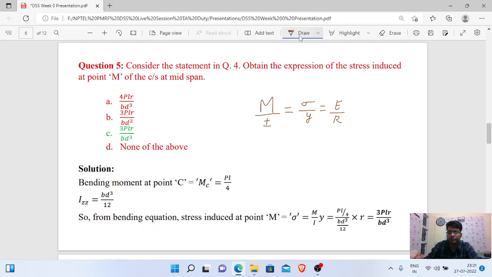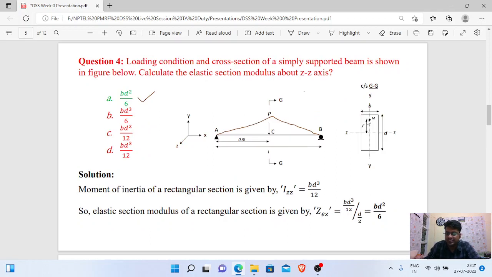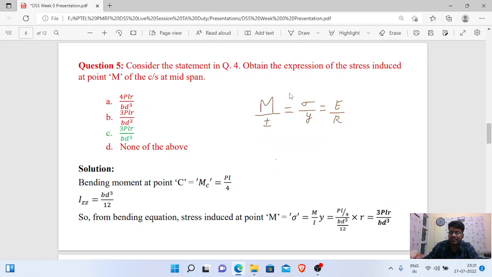Let me show you. This is y, the distance between the neutral axis and the point at which the question has asked. So this distance is r, and we have written it here as r. After substituting these values we get 3 PLR upon BD cube, and this is option C. So the correct option is option C.